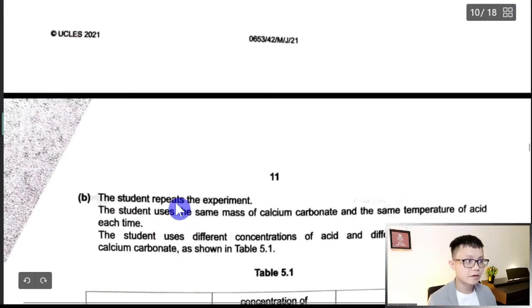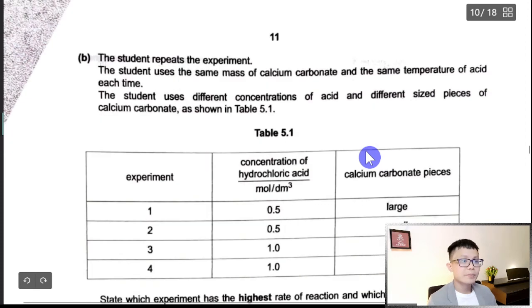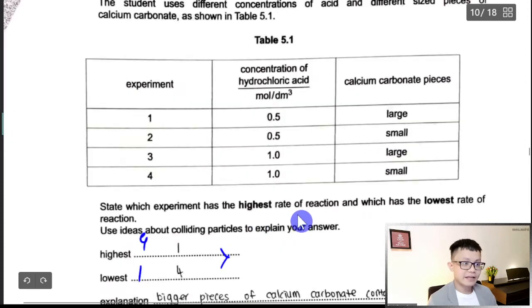Moving on, B, the student repeats the experiment. The student uses the same calcium carbonate and the same temperature. The student uses different, blah, blah, blah. Okay, state which experiment has the highest rate of reaction and which has the lowest rate of reaction. Use the idea of particles to explain your answer. So the highest rate will be 4, the lowest will be 1. Okay, the highest will be 4, the lowest will be 1.